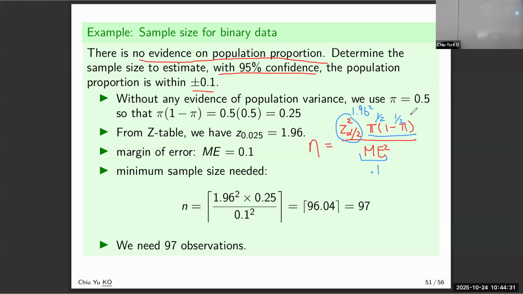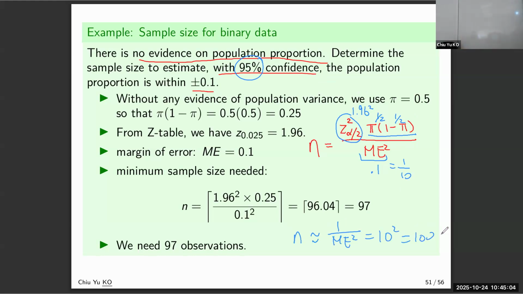So that means that N, if you look at 95% confidence, will be similar to 1 over ME squared. So if you want the precision to be 0.1, right? That's 1 over 10, right? So that's why you have 10 squared, which is 100.